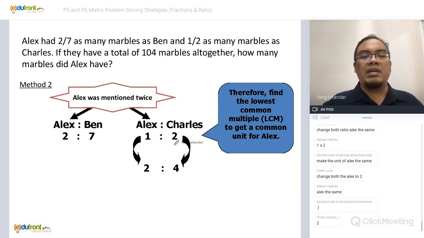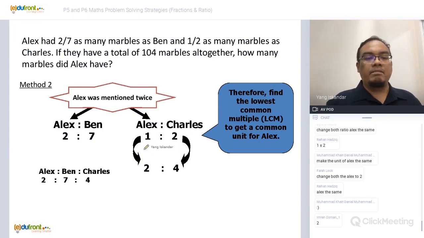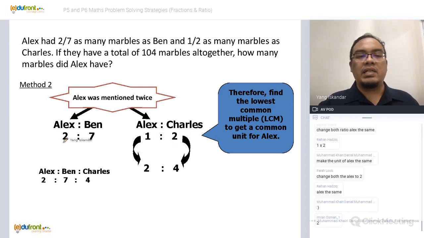Some students forget to multiply 2 to Charles. So when we multiply 2 to Alex, so that this becomes the same, please remember to multiply 2 to Charles also, because all these are called equivalent ratios. Okay, so once you get that, you can see very clearly that you can represent the entire ratio together. Alex is to Ben is to Charles. Alex is 2 units, Ben is 7 units, and Charles is 4 units.